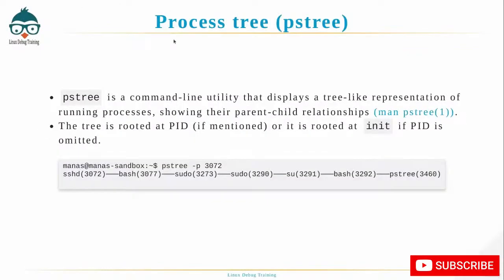The next command we will look into is process tree, or pstree. pstree is a command line utility that displays a tree-like representation of the running processes, showing their parent-child relationship. If the PID is mentioned, the tree is rooted at the PID. Otherwise, it is rooted at the init process. In the example below, we are dumping the call chain of PID 3072. While debugging, it is helpful to track the calling chain of the processes.